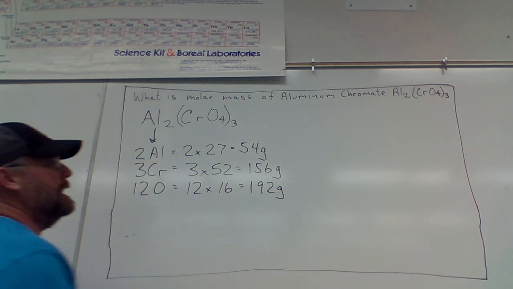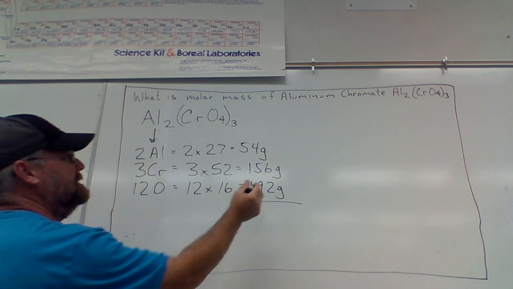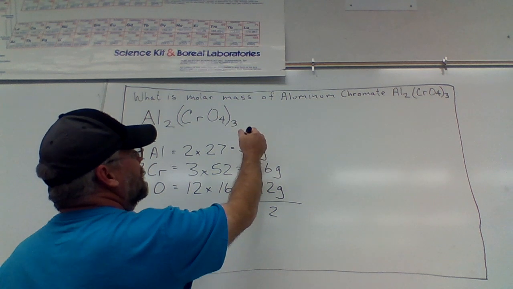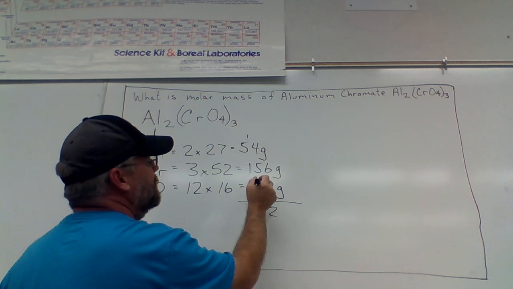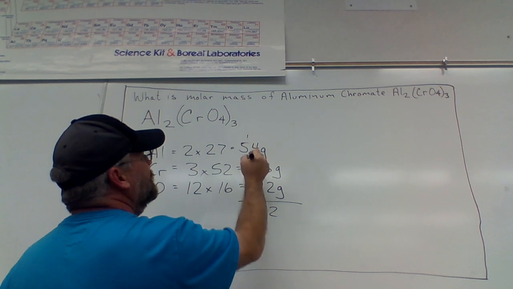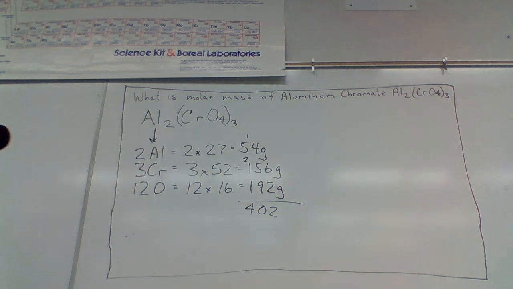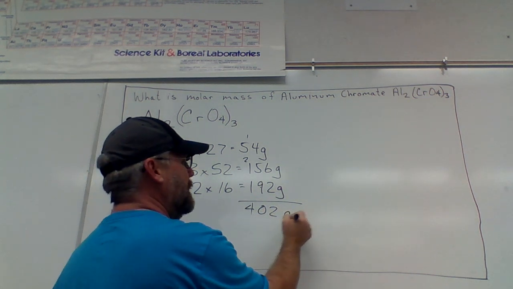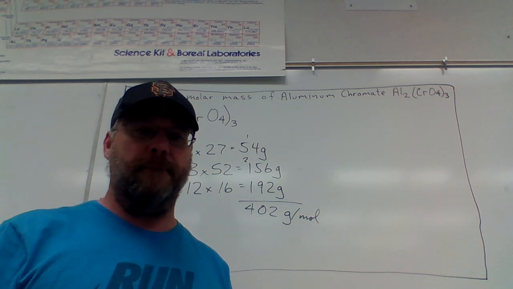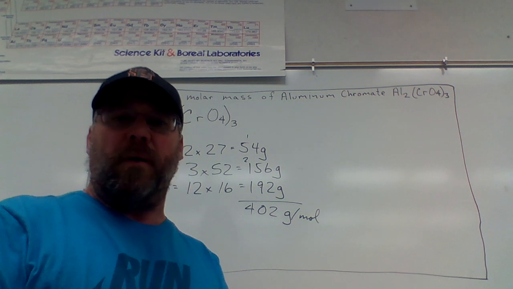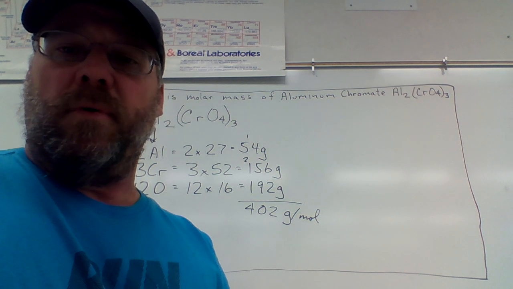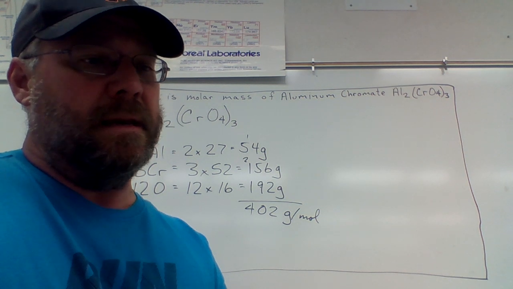So if I add all of those up, 4 and 6 and 2 is a 2, carry the 1. 6 and 5 is 11, plus 9 is 20, and carry the 2 there. I end up with 402 grams per mole of aluminum chromate. That's the process you're going to need to do on a couple of problems in the homework, and a couple of the problems that are coming up on your quiz next Monday.